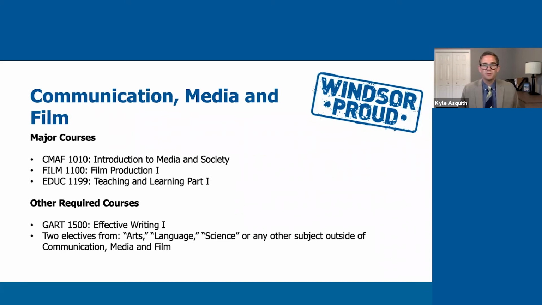For students pursuing the Bachelor of Education and Communication, Media, and Film concurrent program, there are the major courses of CMAF 1010, Introduction, Media, and Society; Film 1100, Film Production 1; Education 1199, Teaching and Learning Part 1. There is the GART 1500, Effective Writing 1. And then there's room for those 2 electives. There's room for 2 electives because, once again, the Education 1199 course is not considered a full course. It is in addition to your full-time course load of 5 other courses.